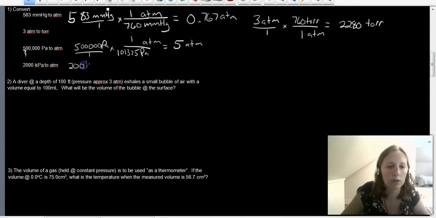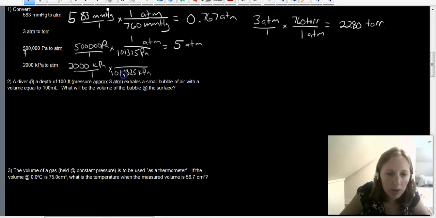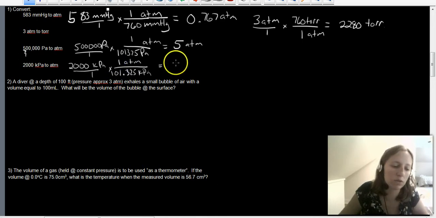All right, 2,000 kilopascals. That's 101.325. That's a tiny point. And 1 ATM is equal to 2 atmospheres, again with the single sig fig here.